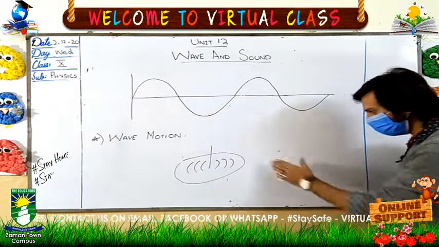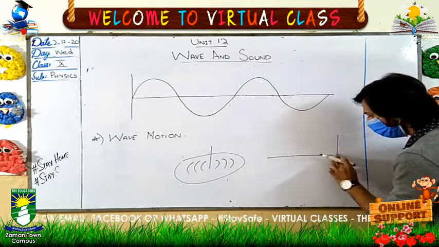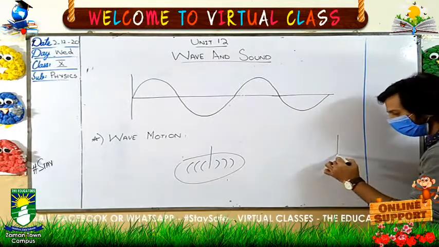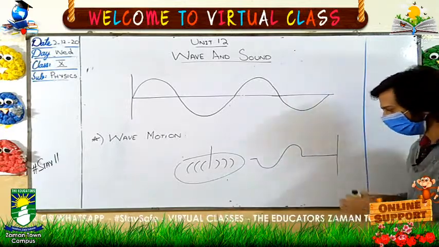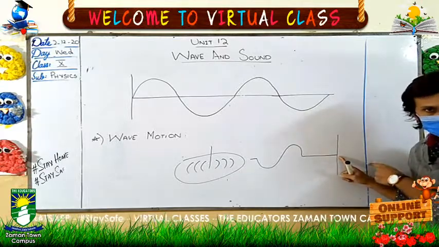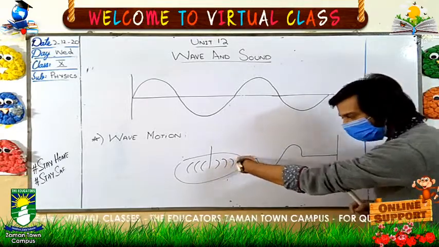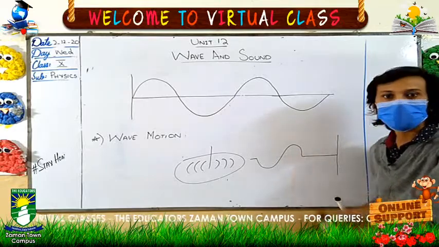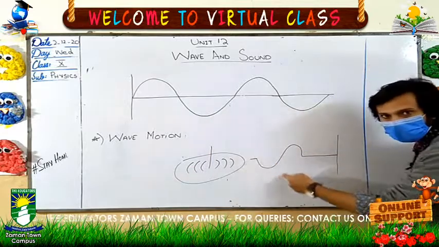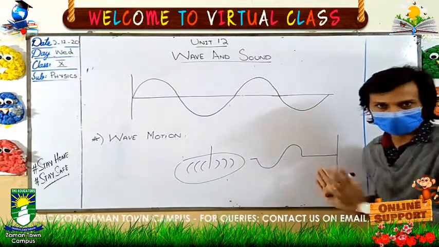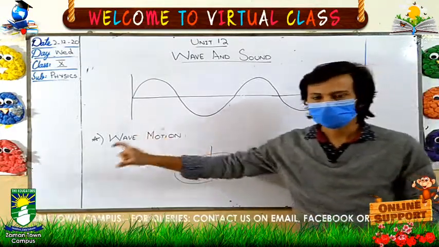I have another example, which is also given in your book. Just suppose you have a long string, and you fix one end of that string to the wall. Now you are holding the string from the other end and vibrating your hand, creating a disturbance in the string. A motion like this will be produced. So we can say this is a wave. Getting class? Now I am giving you the basic concept of wave.